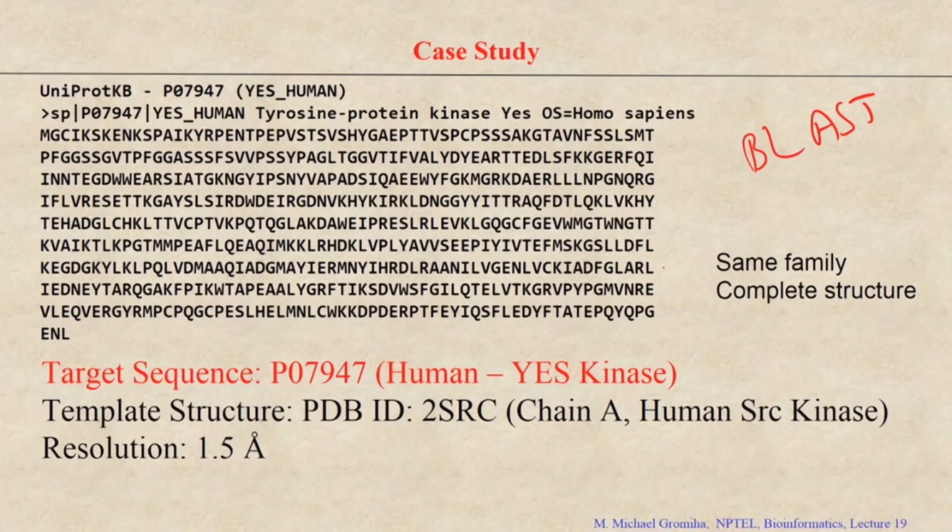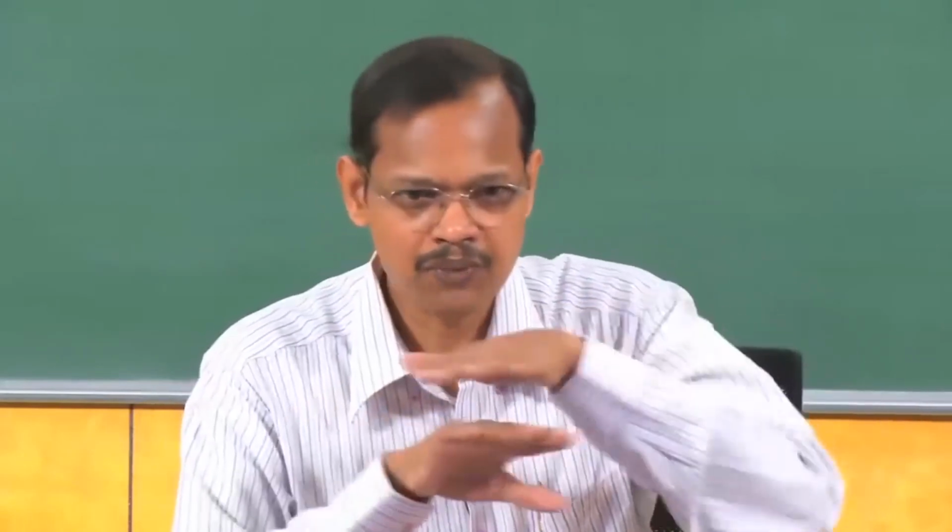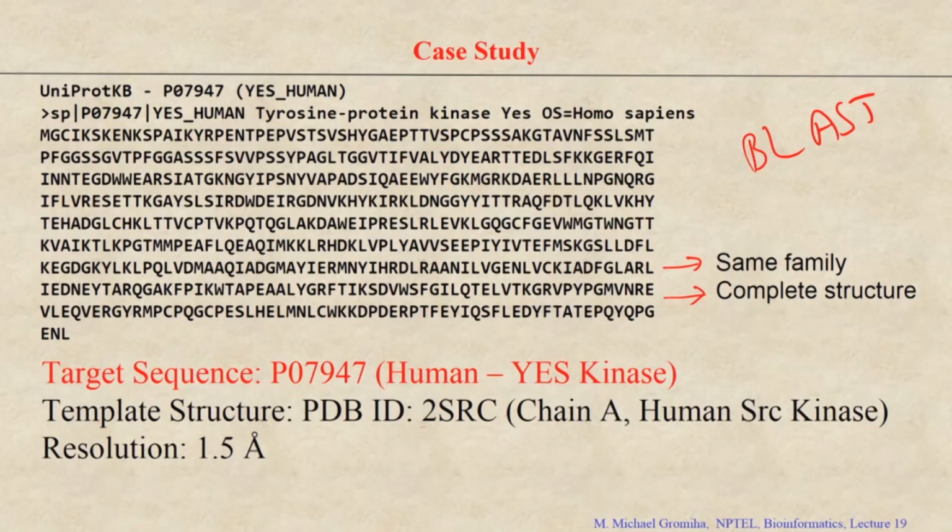First you look for the same family, and you check that the complete structure is known. Sometimes you get 98% sequence identity, but the structure is not complete; you have only the partial structure in the PDB. The sequence aligns up to 98%, but if you look at the structure you have only a partial one. So you need to make sure that the complete structure is available. In this case, for the human kinase, we choose SRC; they belong to the same kinase family, this is CS kinase and here you can see this SRC kinase.